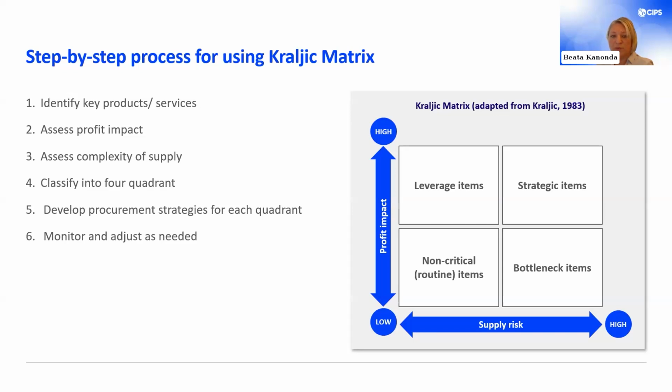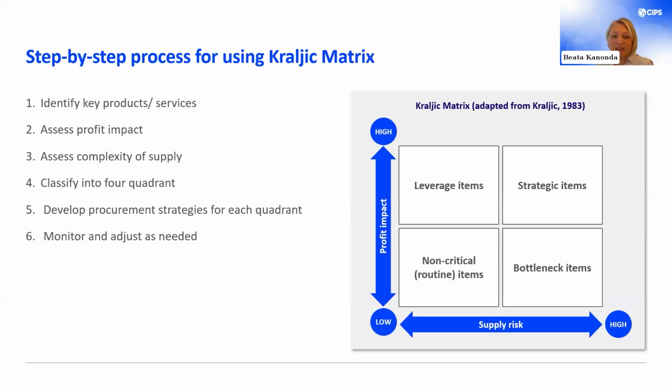Once you've evaluated profit impact and supply complexity, you can plot each product or service into the 4 quadrants of the Kraljic Matrix. Your next step is to tailor your procurement strategies for each product or service based on the quadrant they fall into. When we say procurement strategies, we mean, for example, single sourcing, dual sourcing, multiple suppliers, offshoring, inshoring, outsourcing, long-term contracts, short-term contracts, and so on.